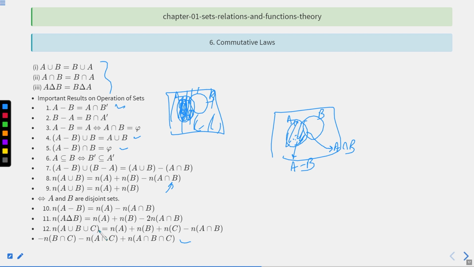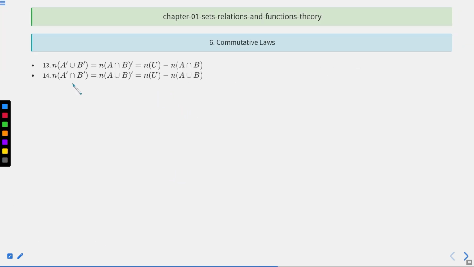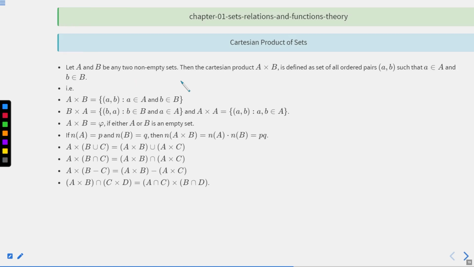Now this formula is for three sets. Number of A union B union C is equal to number of A plus number of B plus number of C minus number of A intersection B minus number of B intersection C minus number of A intersection C plus number of A intersection B intersection C. Now De Morgan's law: number of A complement union B complement will be equal to number of A intersection B complement, which equals number of U minus number of A intersection B. Also, number of A complement intersection B complement is equal to number of A union B complement, which is equal to number of U minus number of A union B.